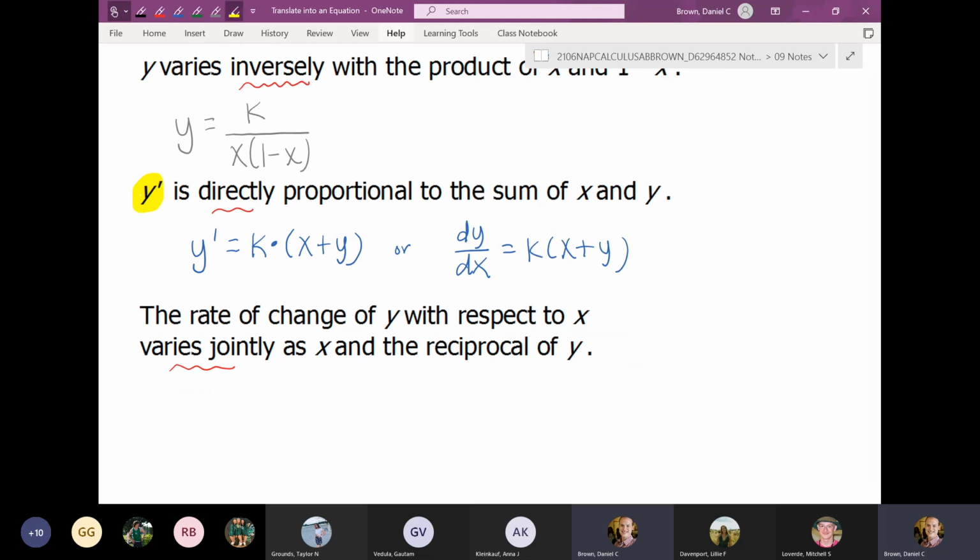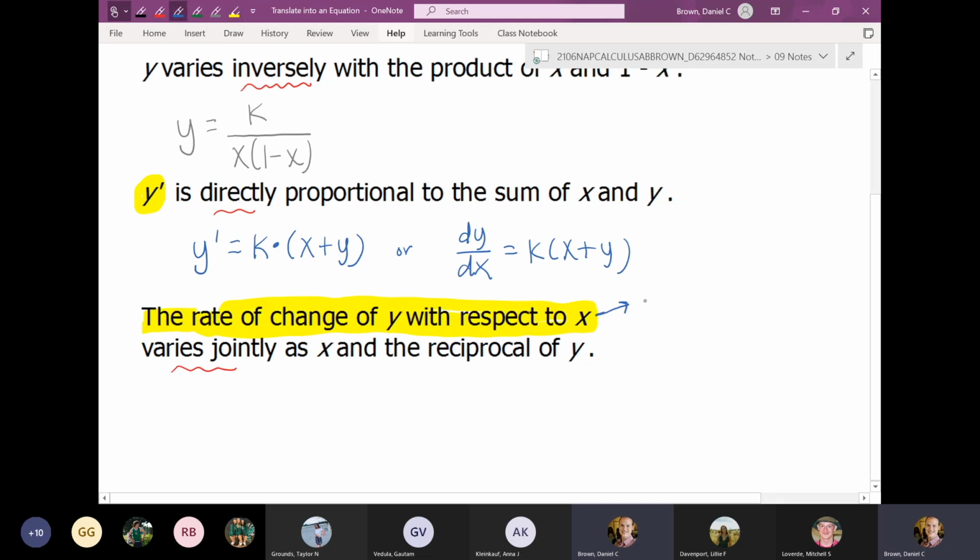This second one is also a calculus example because we have this statement in here: the rate of change of y with respect to x. All those words, what are they saying? All those words are just the derivative, the rate of change of y with respect to x. I'm going to write it as dy dx.